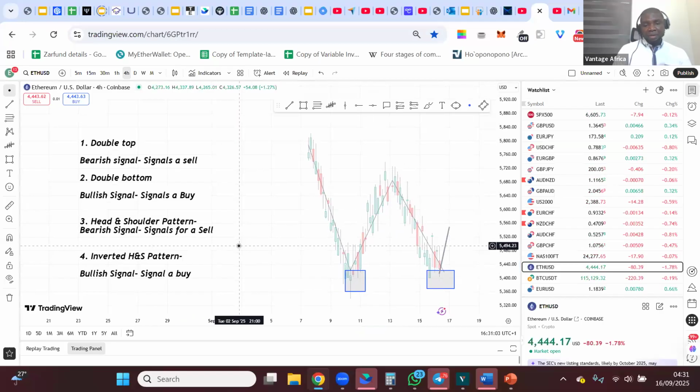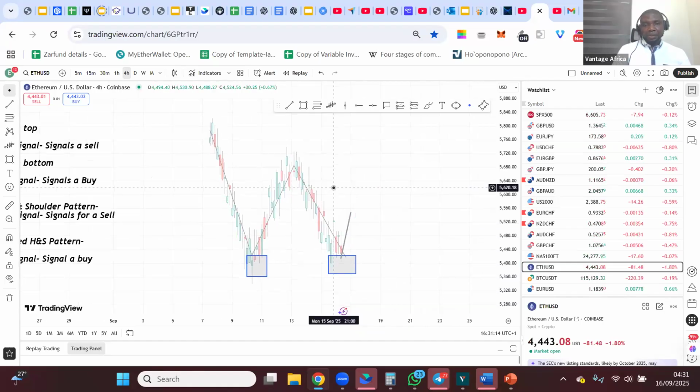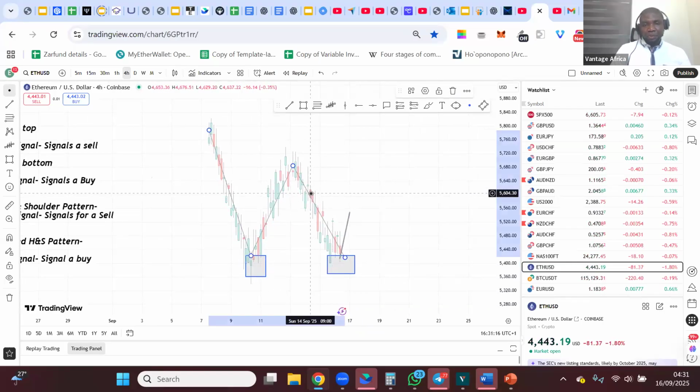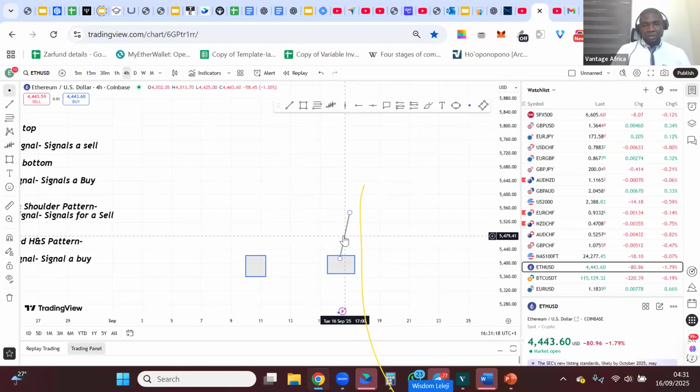This is what we mean by a double bottom: a bottom that forms a bottom again. All right, so this is a double bottom. So let's do the third thing.